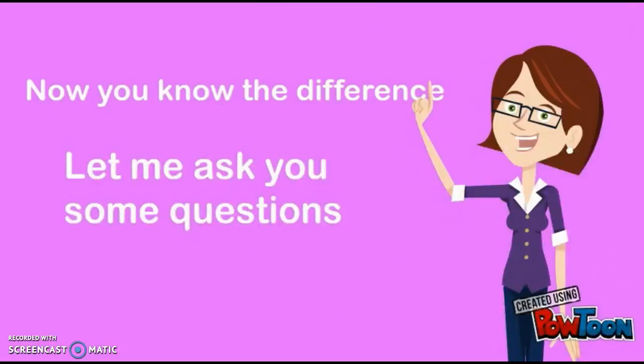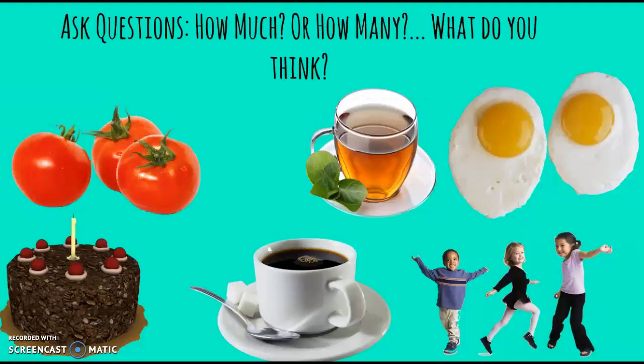Now that you know the difference, let me ask you some questions. I want you to ask each other some questions. How much or how many? What do you think? I see here some tomatoes. How much or how many? 1, 2, 3. It's countable. So how many tomatoes are there? 3, you would answer.